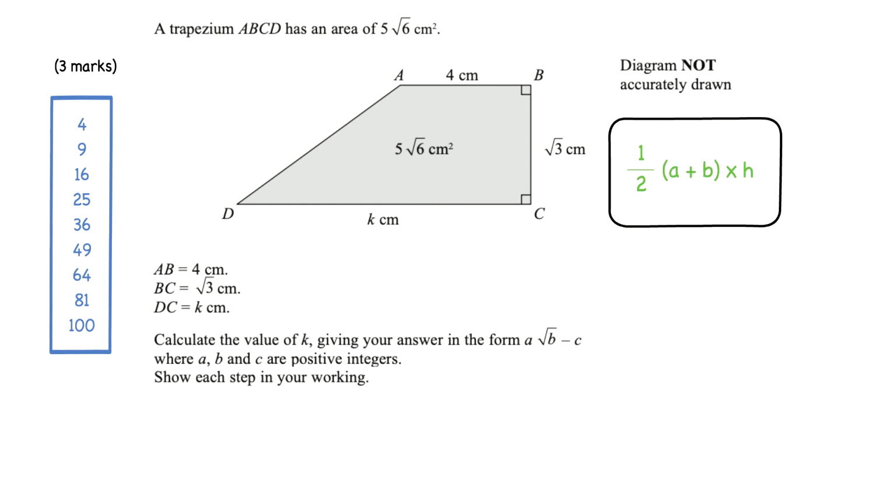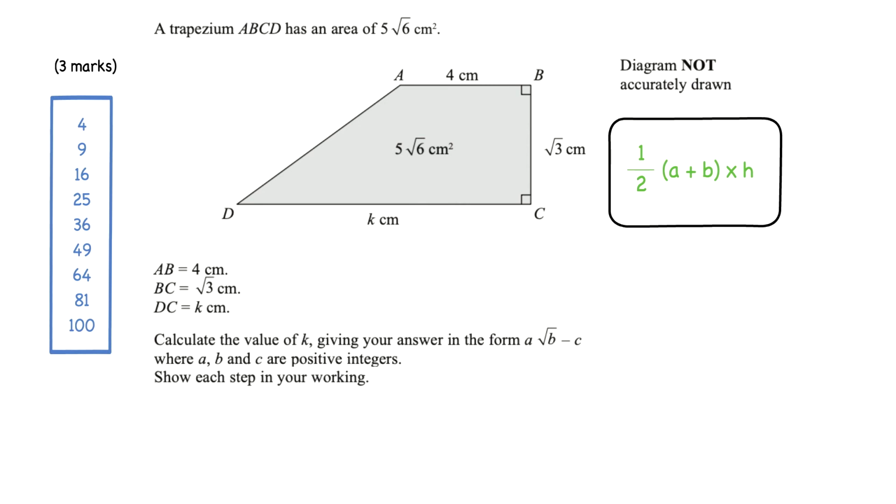This equation will be half brackets a plus b, close brackets, times h. So we'll be adding the two parallel sides together, halving that, and then timesing it by the height. We've been given one of the parallel sides, but the second parallel side is an unknown. They've labelled it k. We've also been told that the height is root 3, so we actually only have one unknown, which means that we can put all of these into the equation and then make k the subject.